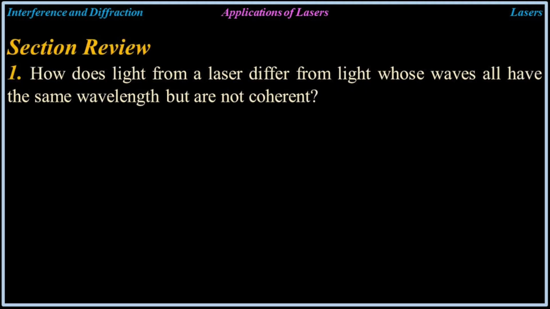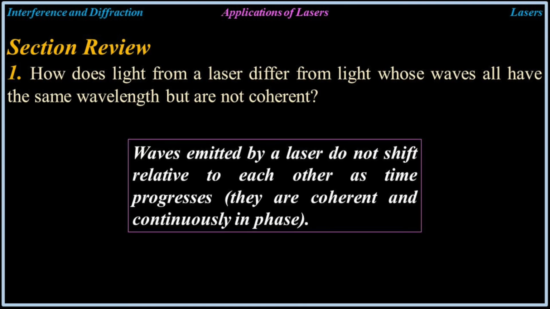Section Review. Number 1. How does light from a laser differ from light whose waves all have the same wavelength but not coherence? Waves emitted by a laser do not shift relative to each other as time progresses. They are coherent and continuously in phase.